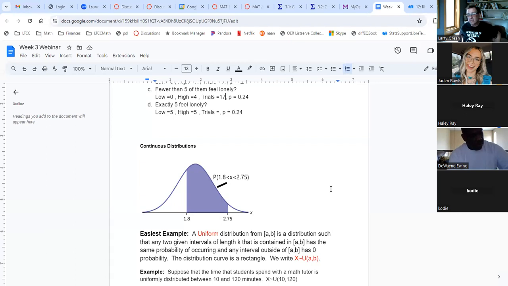Again, this happened a couple weeks ago. What is the shape of this? Yeah, the shape of this distribution is normal because it's kind of bell-shaped, and that's normal. If you want the probability that the x value is between 1.8 and 2.75, the definition of probability for a continuous variable is the area under the probability distribution curve above the x-axis between those two values.